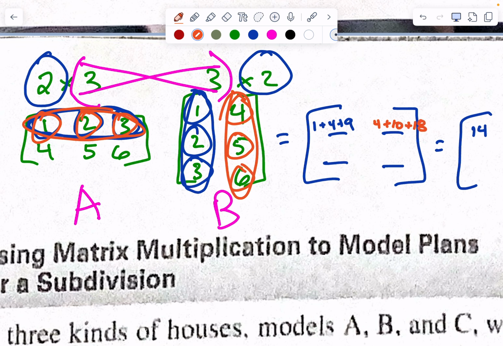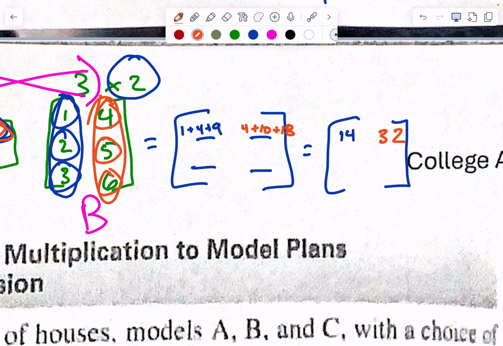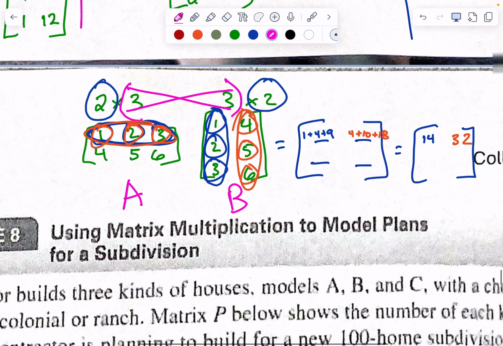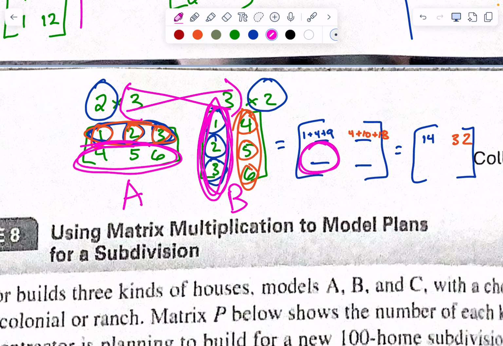And that's going to be like 32. 32 is going to go in this cell, right? Next, I take this row, 4, 5, 6, and I take it times 1, 2, 3. That is the second row times the first column. It's going to go in the second row, first column. And I add them together. So 4 times 1 is 4, 5 times 2 is 10, 6 times 3 is 18. And that is another, what, 32?